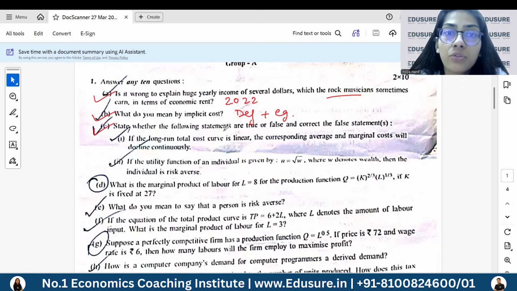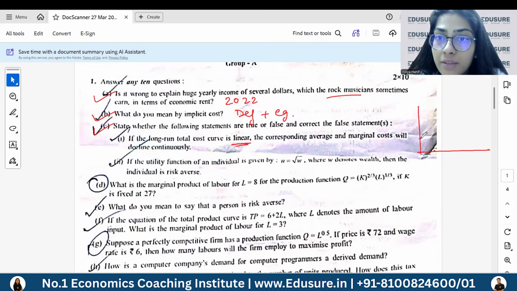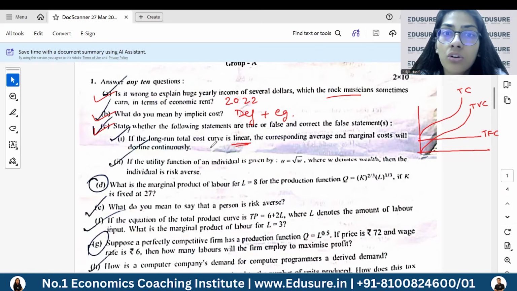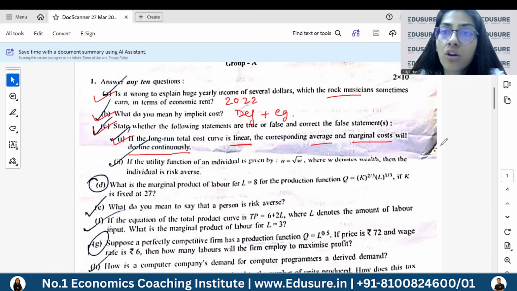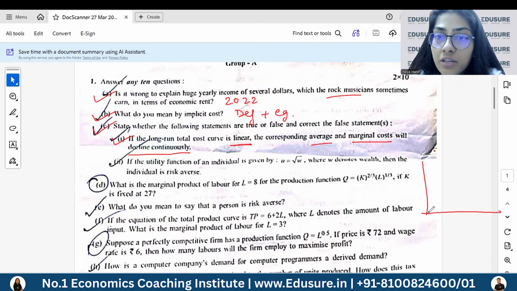1 part C: state whether the following statements are true or false and correct the false statements. Usually the long run total cost curve would look something like this. This is TFC, this is TVC, and this is TC. Part 1: if the long run total cost curve is linear, the corresponding average and marginal costs will decline continuously. In the long run total cost curve, we read that usually it is going to look something like this.